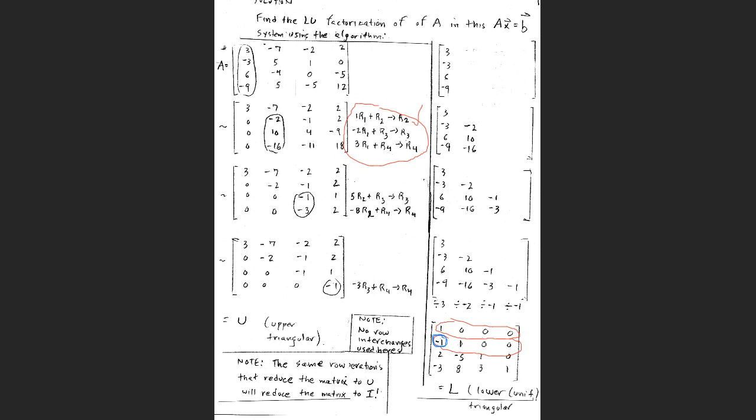Let me be more clear here. Take this row operation and do it on the first and second row, and you're going to get a 0. Very good. You're going to get a 0 right where that -1 is. If you add the first row to the second row and replace the second row with that result, you're going to get a 0 where that -1 is.